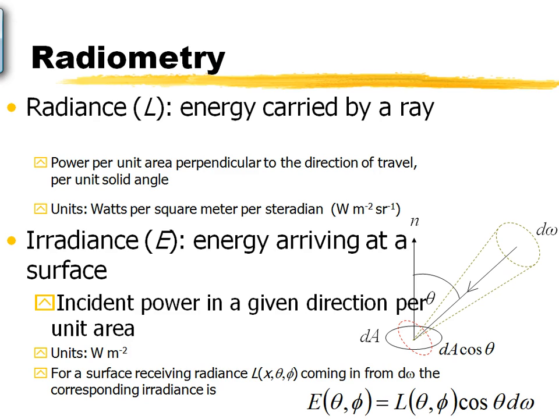Irradiance, on the other hand, is the energy that is arriving at a particular surface.